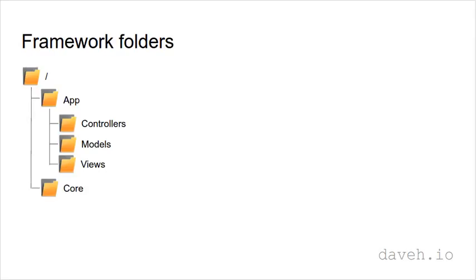Next, we'll add a folder for log files. Next, a public folder, which is where the publicly accessible files go, and we'll come back to this folder in a moment. And finally, let's add a vendor folder, which is where we'll put any third-party library code.